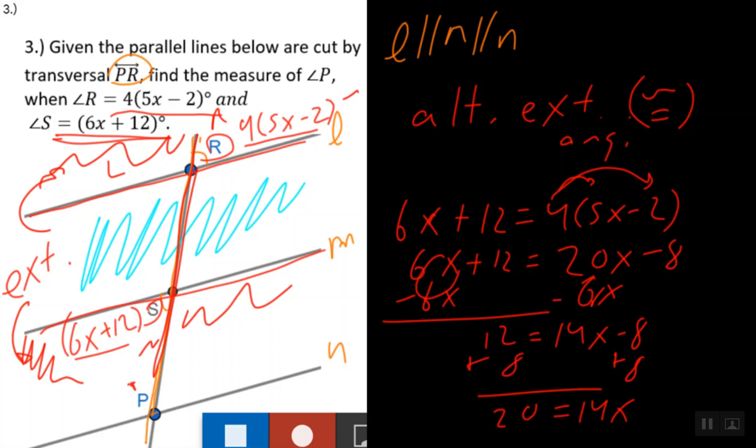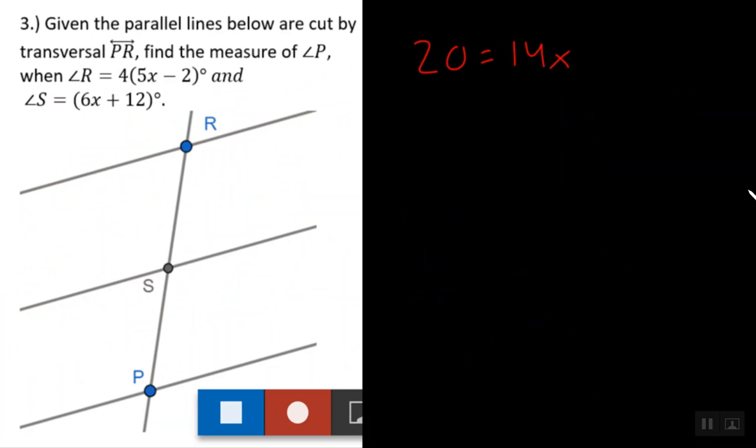Now, this is a little bit jam-packed, so I'm going to clean this up. I want you to pause the video and finish taking any notes that you need to. But let's make this a little bit nicer and a little bit neater. Okay, so we left off with 20 is equal to 14x. And so we are going to divide both sides by 14.